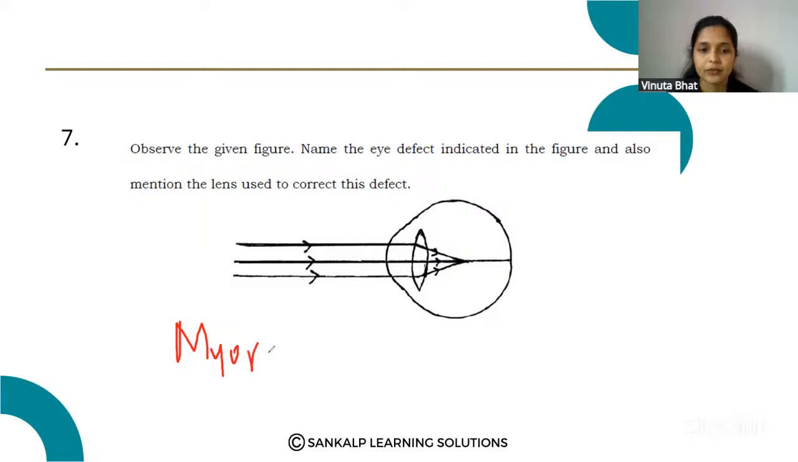In question number 1, we have solved this. Here you can observe the image is formed here, not on the retina, right? If the image is formed here, this is nothing but nearsightedness, also called myopia. And mention the lens used to correct this defect. Which type of lens is used here to correct myopia? That is the concave lens.